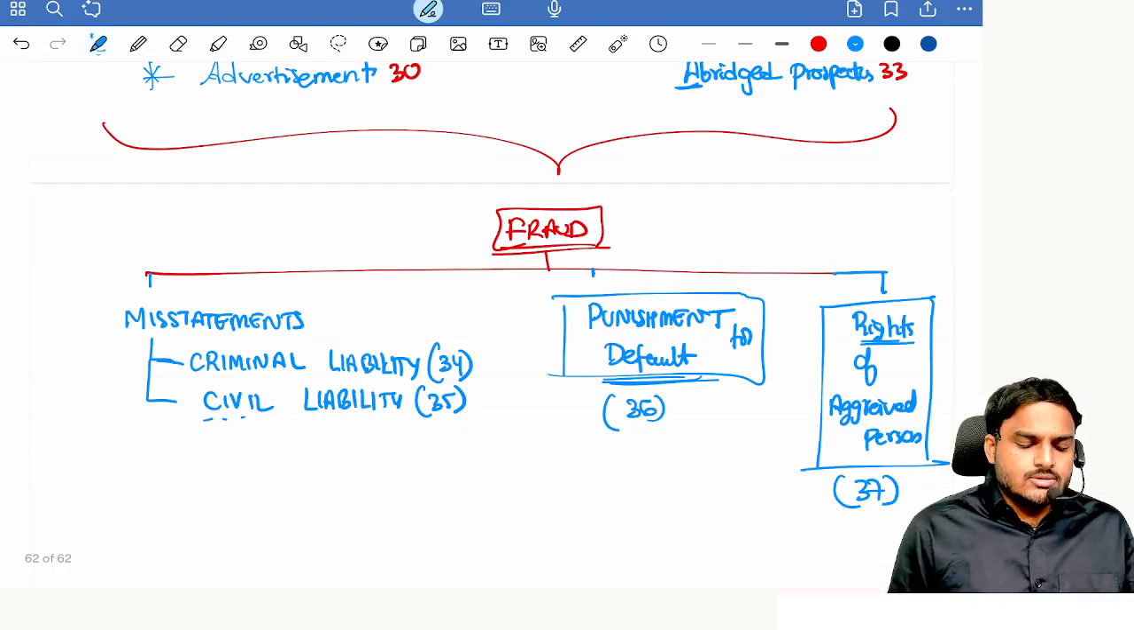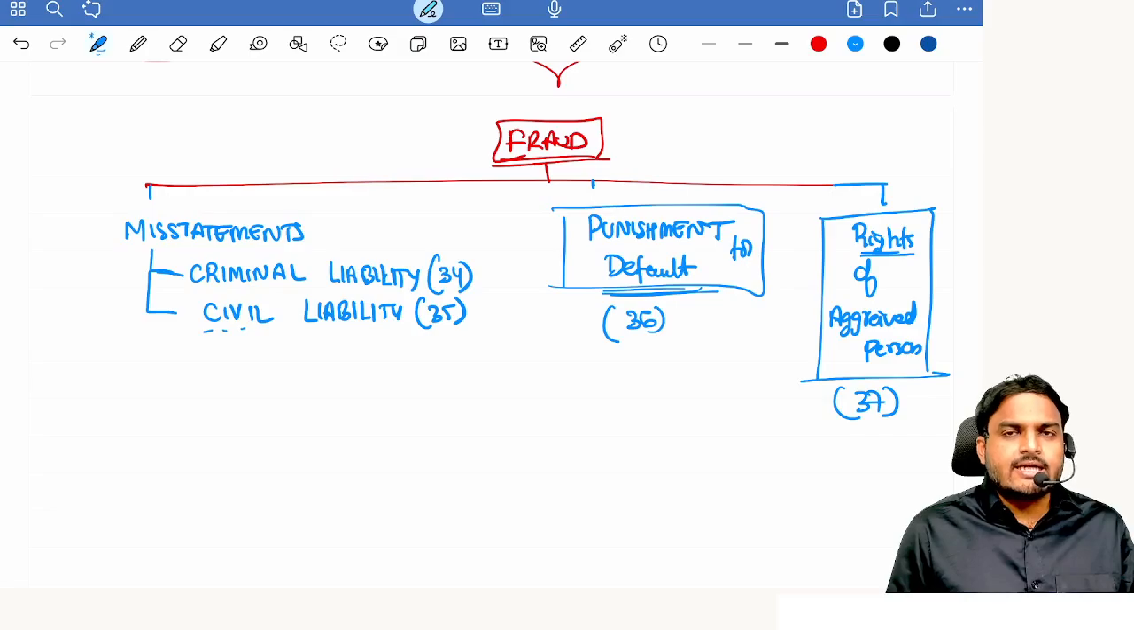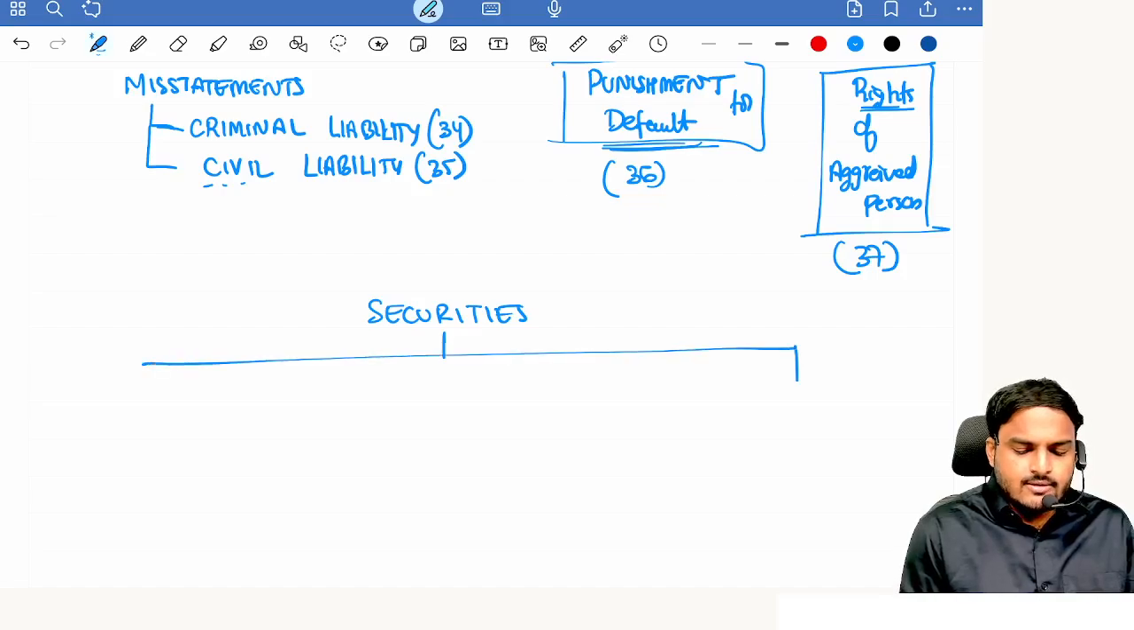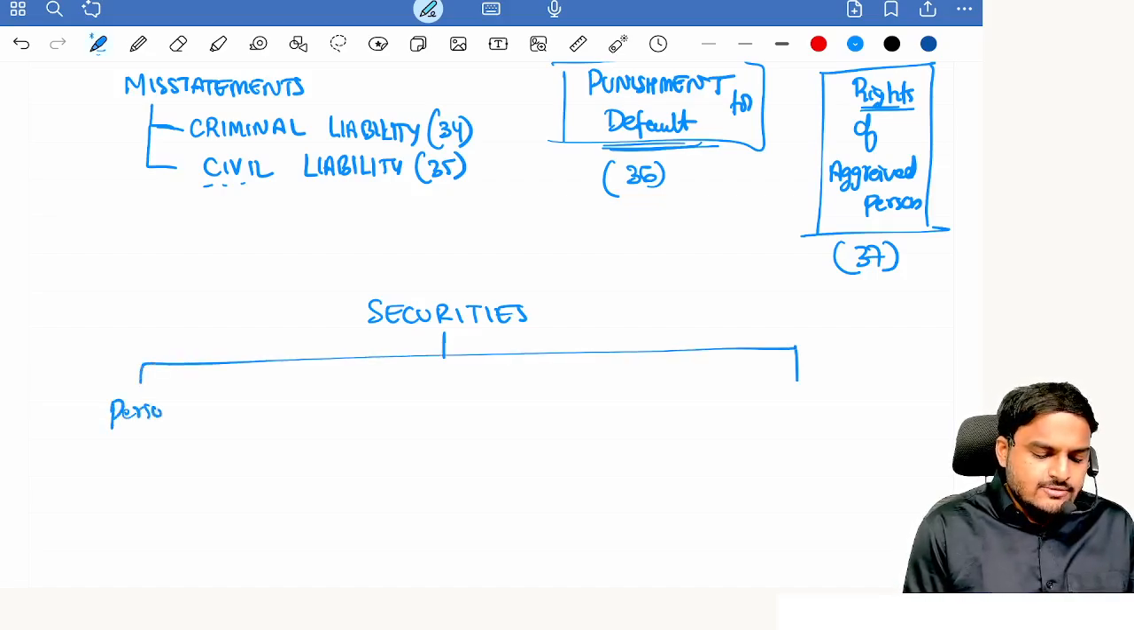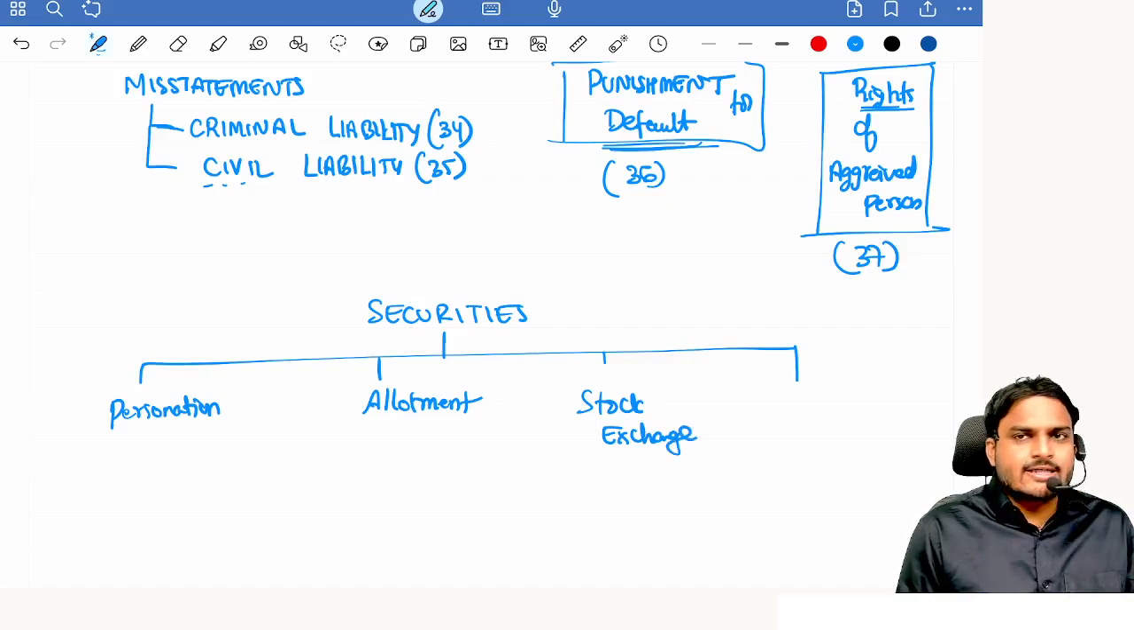Clear? So any wrong statements in prospectus lead to misstatements, lead to punishment for the defaulter, and give rights to the aggrieved party. And finally, the last one is securities. Here we have a total of 4 sections. One is personation of securities. Next one, allotment of securities. And next one, securities to be dealt on stock exchanges.